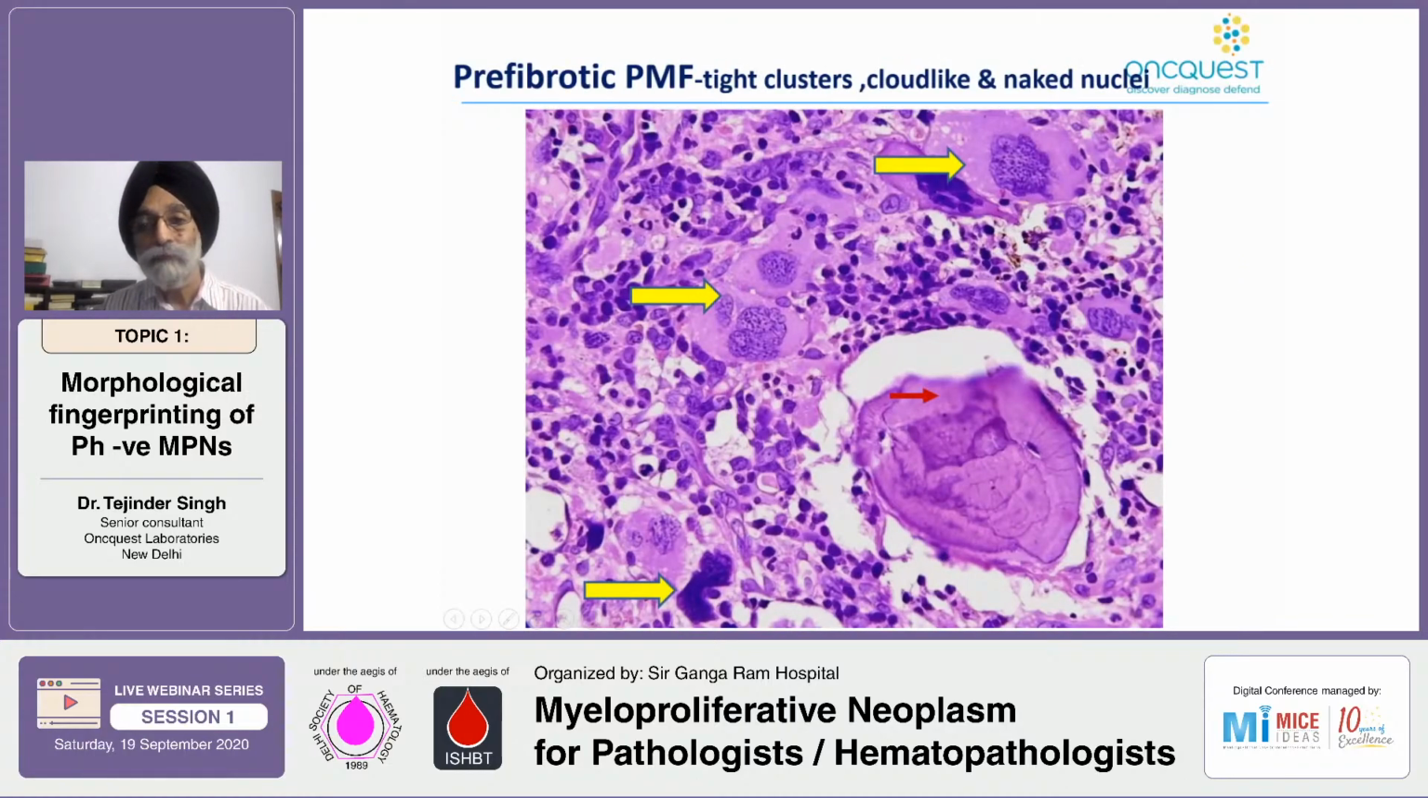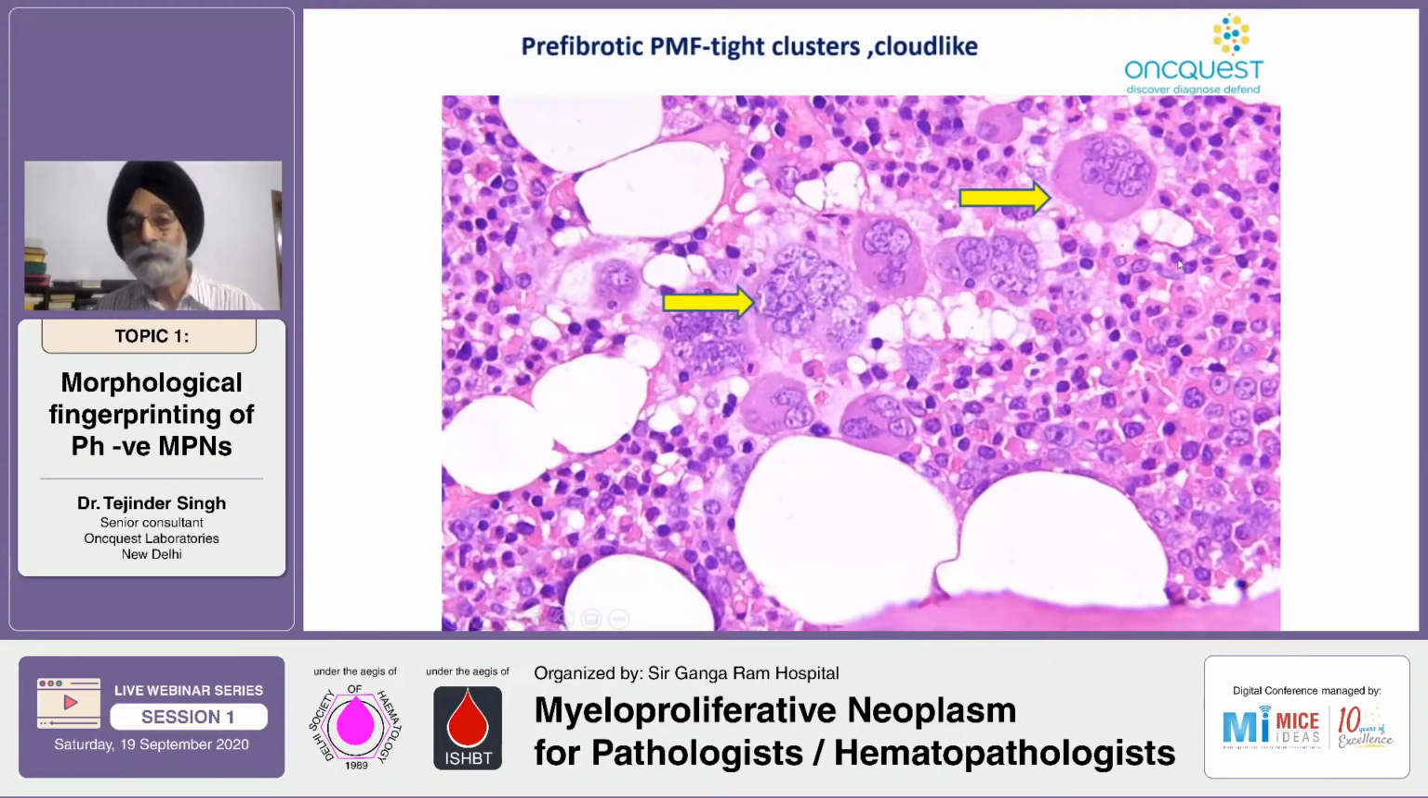Then we find megakaryocytes with pleomorphism, atypia. Here you find bulbous nuclei or cloud-like nuclei. The nuclear chromatin is open. You find some stippling, and these are cloud-like nuclei, which is very typical of a hypercellular phase of PMF. And then there is a granulocytic proliferation, and then these are forming tight clusters of megakaryocytes. No cells come in between them. Again, bulbous nuclei, cloud-like nuclei.